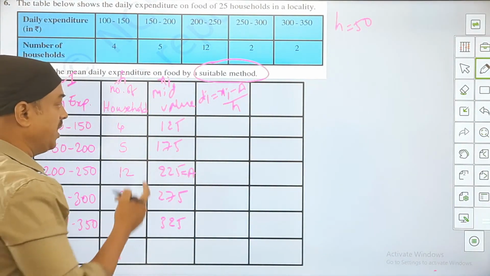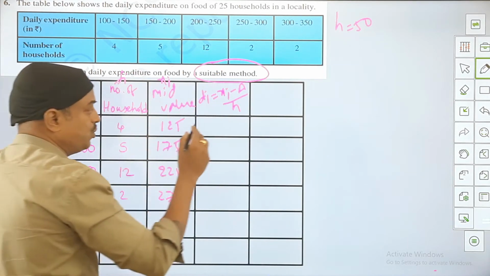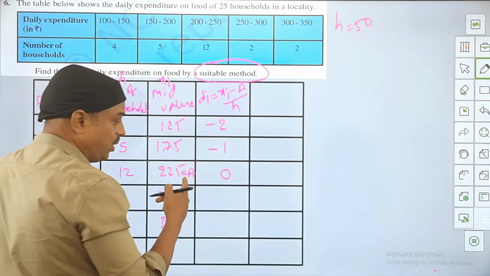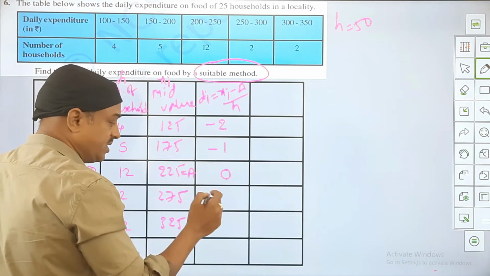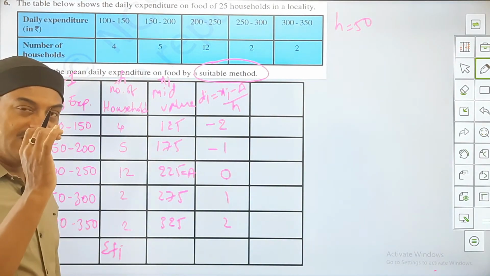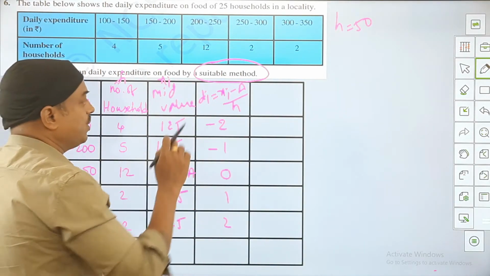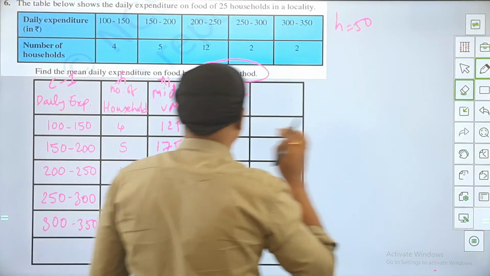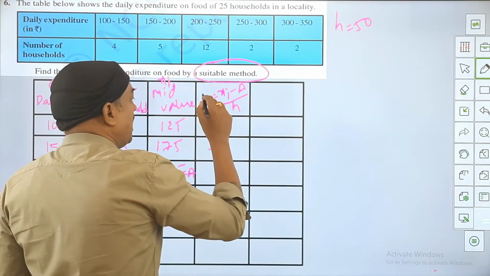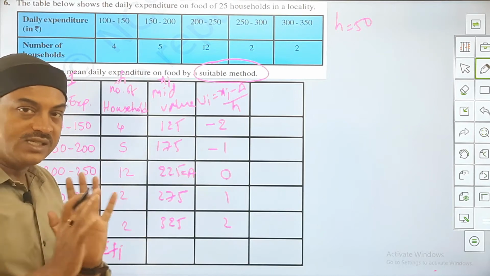So let us do the first one. 125 minus 225 is minus 100. Minus 100 upon 50 is minus 2. So this is going to be minus 2 here. Then minus 1 will come. Then 0. I told you from the A point of view, this has to be 0. And this is going to be plus 1 and plus 2. So the step deviation method takes a little extra calculation in this column, but it is always good for us. So instead of di, I should now call it ui. Let us have the same notation every time so that there is no confusion. I can also call it ui, vi, anything, but it is always recommended to practice in a similar manner.